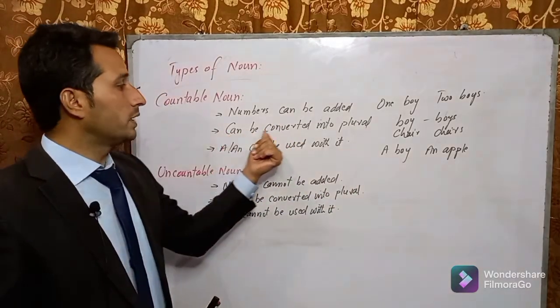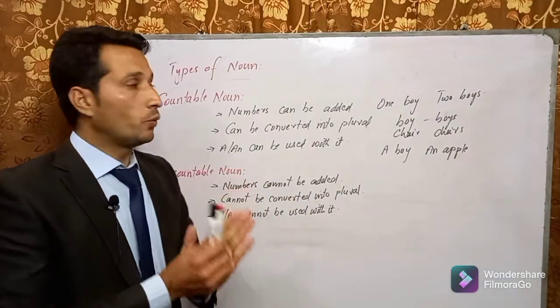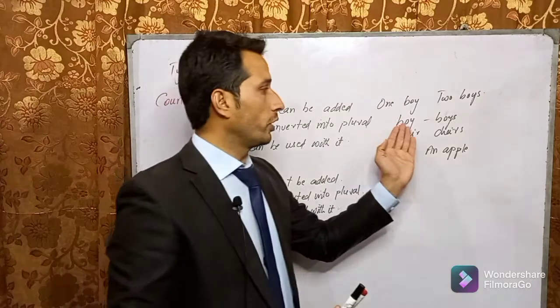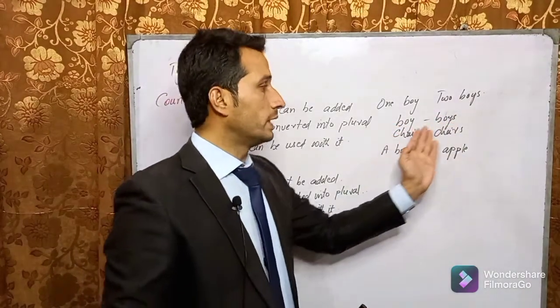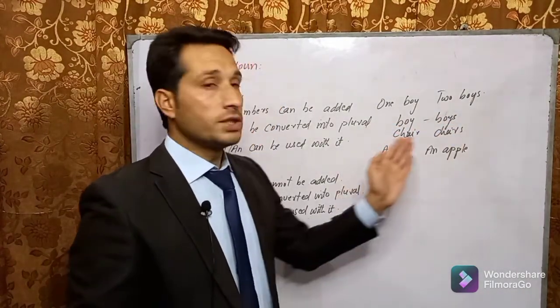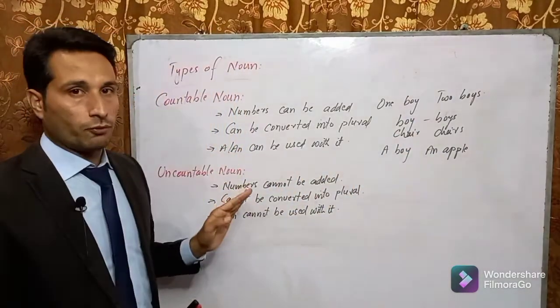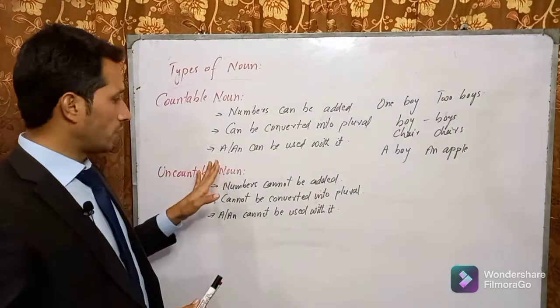Second thing, can be converted into plural. We will be able to make plural forms of these nouns. For example, boy, boys, chair, chairs, child, children. So if a noun can be converted into plural form, that noun is supposed to be countable.